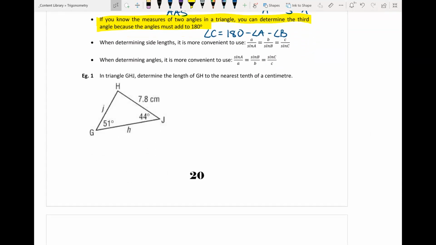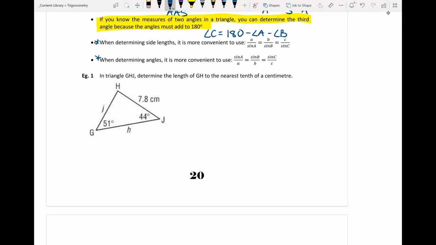When determining side lengths, it's more convenient to use A over sine A equals B over sine B. And when determining angles, it's more convenient to use sine A over A equals sine B over B. Again, it really doesn't matter in the end as long as you know how to solve using your rules for solving equations. But if you want a slightly easier way to solve for your missing angle or side, you can follow these bullet points here.